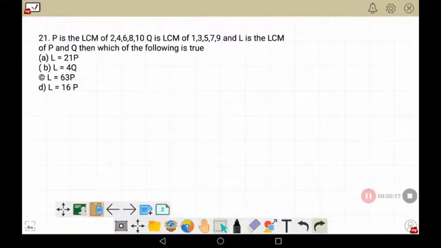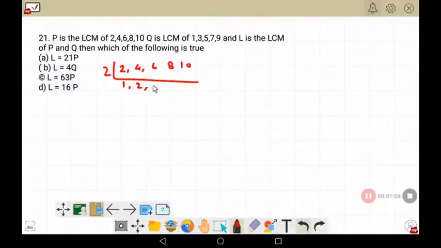So let's get started. Question number 21. P is the LCM of 2, 4, 6, 8, 10 and Q is the LCM of 1, 3, 5, 7, 9. So let us find out the LCM. So P is the LCM of 2, 4, 6, 8, 10. Let us find the LCM first.